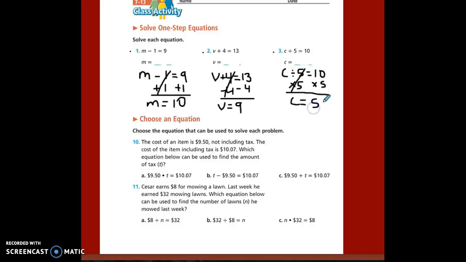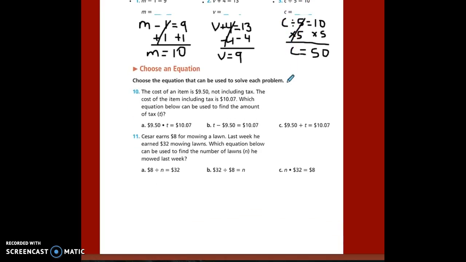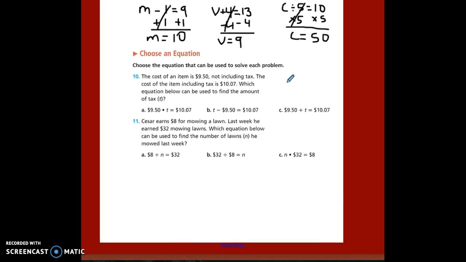And then you always want to go back and check your work. So let's plug in. 50 divided by 5 equals 10. It works. Great job. Now, it could also be written in a word problem equation. So let's go ahead and read this problem and see if we can figure it out. The cost of an item is $9.50, not including tax. The cost of the item including tax is $10.07.